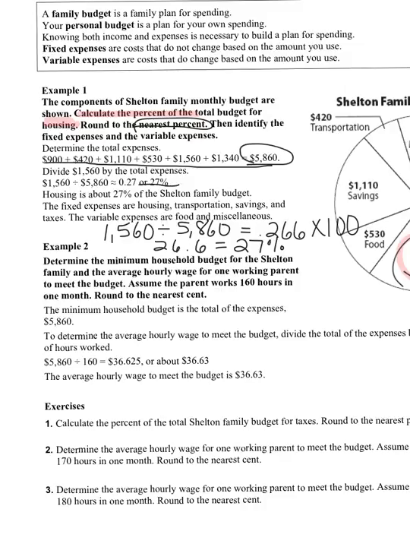And that was already done for us right here. I'm just going over the examples. So 27% is for housing.